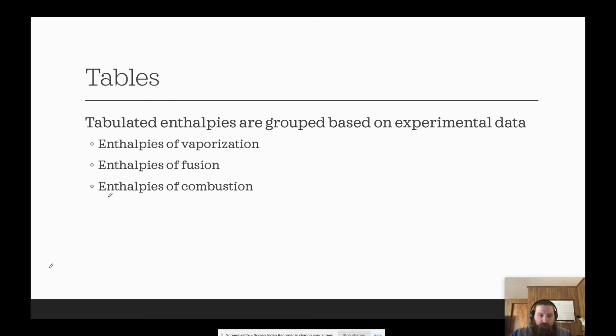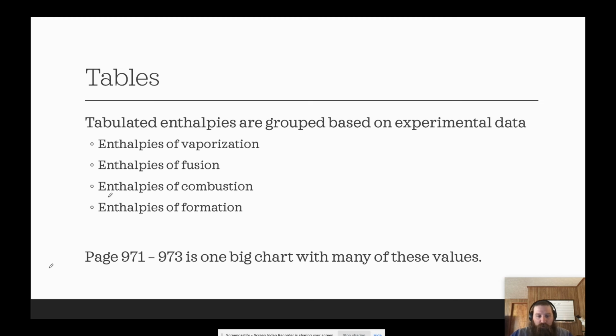Now these tables, where are these tables? There are lots of these tables. Check page 971 in your book. That's where a lot of our enthalpies are tabulated. And there are enthalpies for vaporization, fusion, combustion, formation, all these different things. So depending on what the question asks you for, that's the table value that you need to look up.